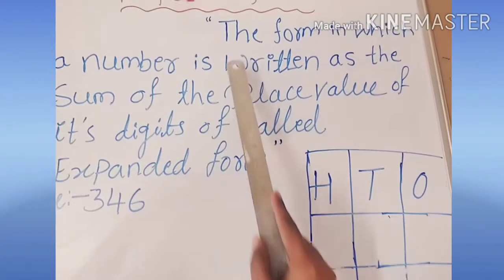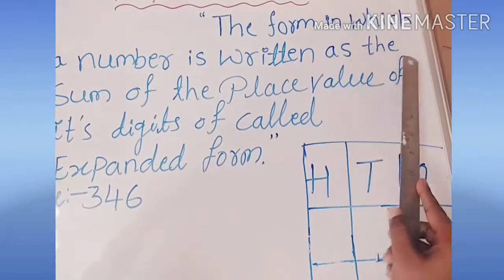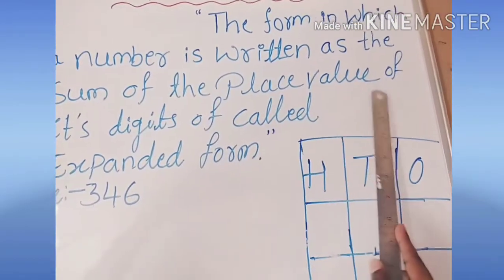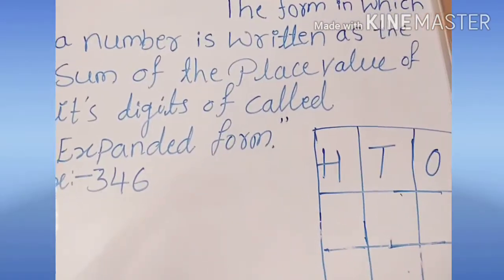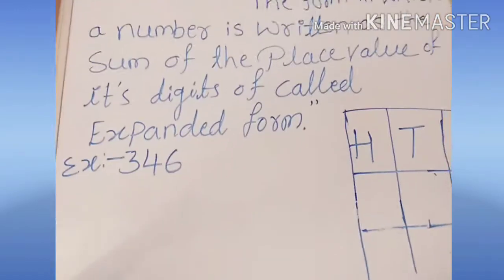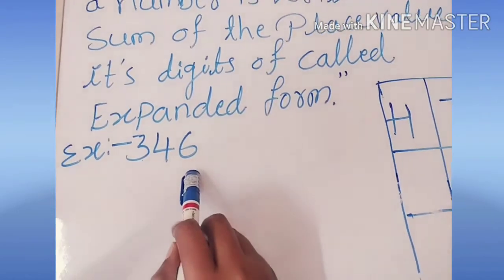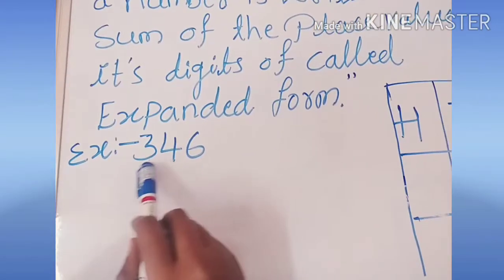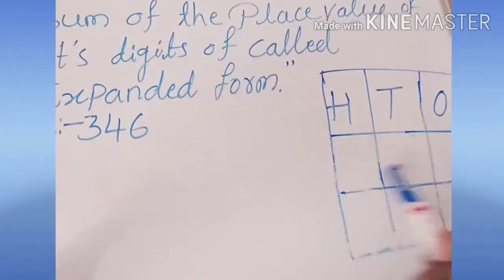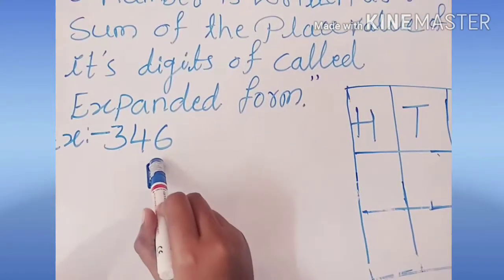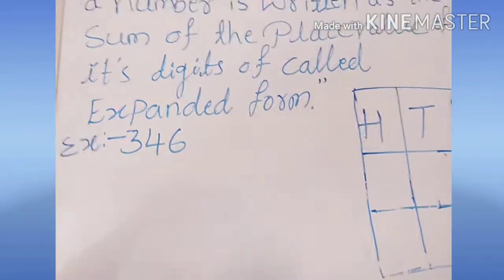Listen to me carefully. The form in which a number is written as the sum of the place values of its digits is called expanded form. Okay, let's see one example. Can you read this number? What number is it? Yes, this is the number 346. See children, this number has 6 ones, 4 tens and 300.